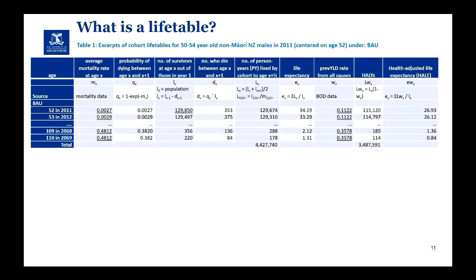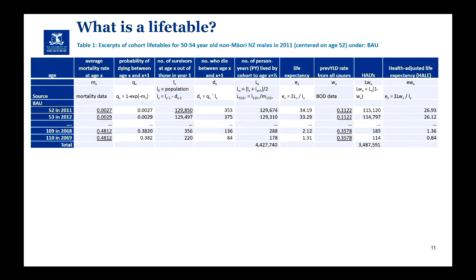And then you just convert your mortality rate into a probability. Take it from an MX to a QX by just doing a bit of a flip there, which you guys will be familiar with. And then having done that, there's your starting population. There's 129,850 people, 50 to 54-year-olds in 2011 who are alive at that point. That's your starting cohort.